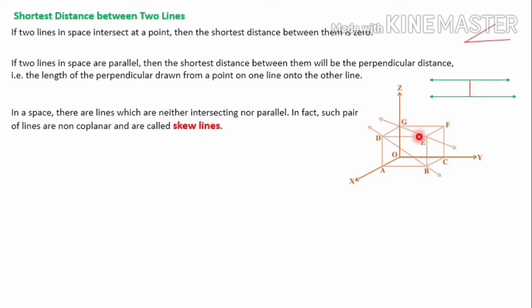So GE and DB are skew lines, because when you consider this room as a plane, these GE and DB are neither intersecting nor parallel. So therefore GE and DB are skew lines.